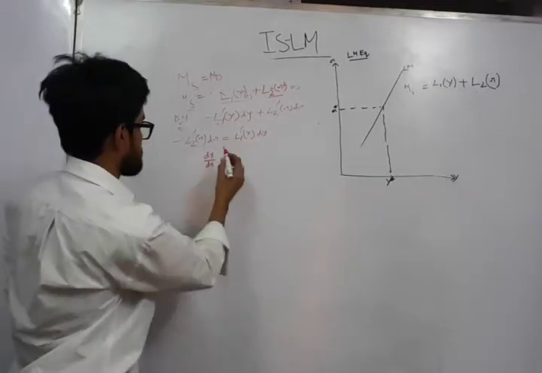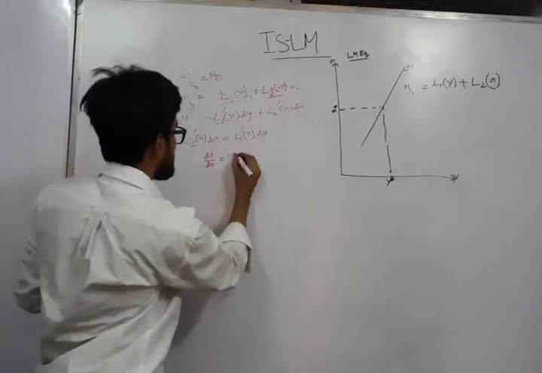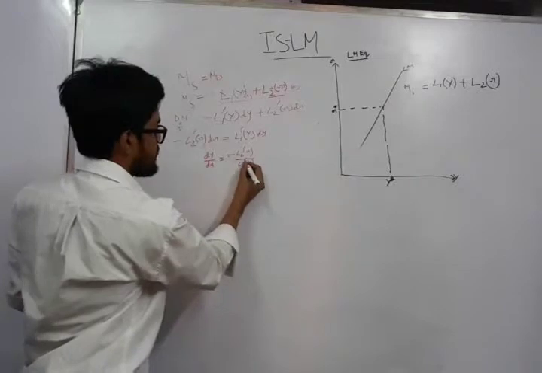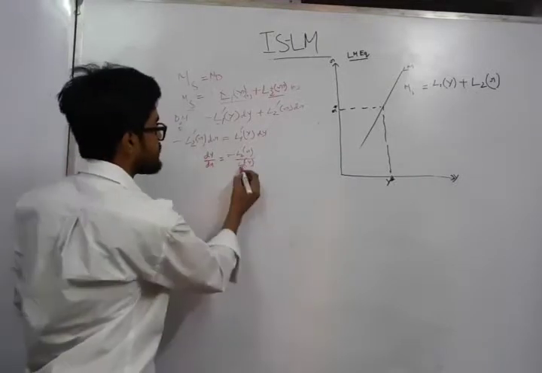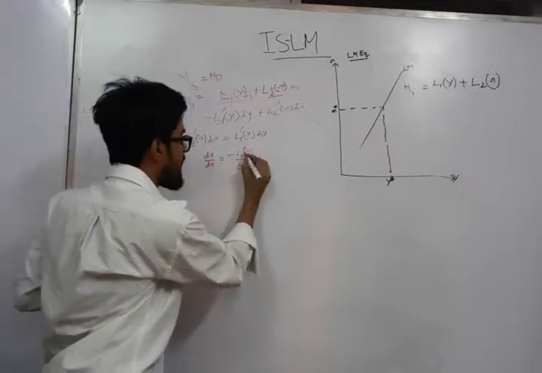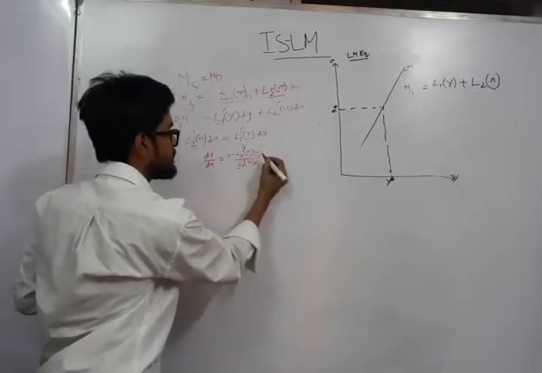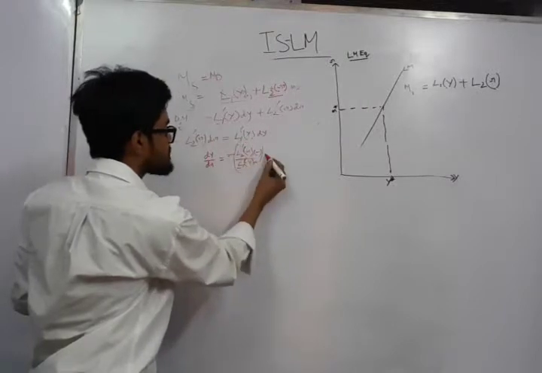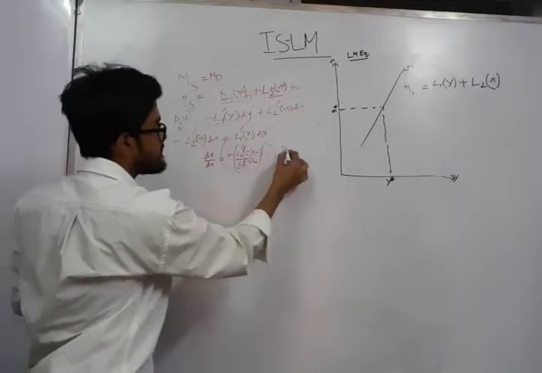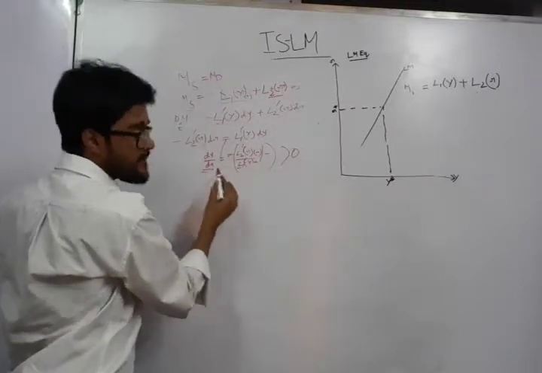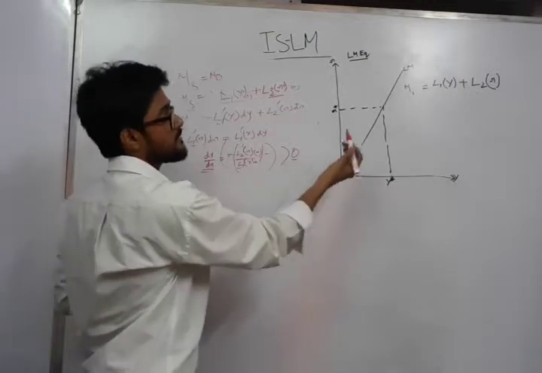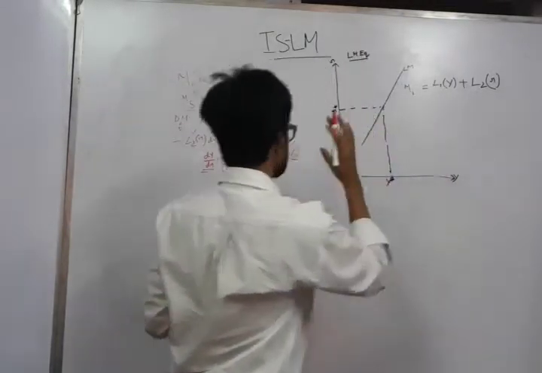Which is nothing but minus L2R by L1Y. Now we have already demonstrated that the relationship between L1 and Y is positive, and the relationship between R and L2 is negative. So this entire term becomes negative, and there is a negative sign outside the bracket, so this entire term basically becomes positive. So dY by dR, which is the slope of the equation, is positive, as we have found.